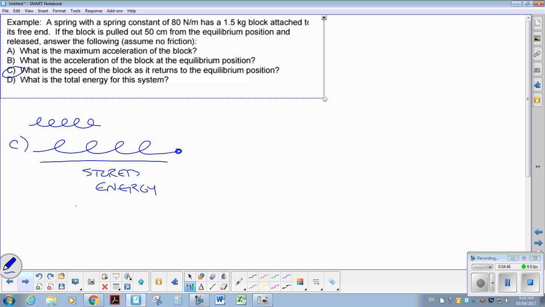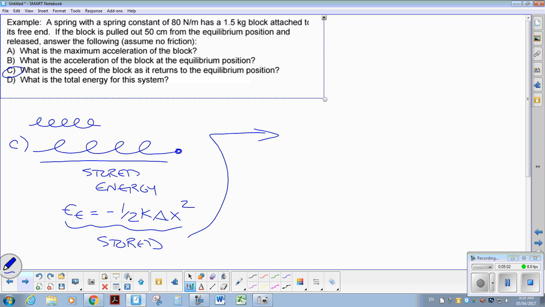If we were to calculate that out, we would have elastic energy equals negative 1/2 k delta x squared. However, in this case, we know this is stored. But when we want to answer C, we take that stored elastic potential energy and convert it into kinetic energy. And that arrow really becomes an equal sign, because we want to know, if all the elastic stored energy is transferred to kinetic energy, what will the resulting velocity be?